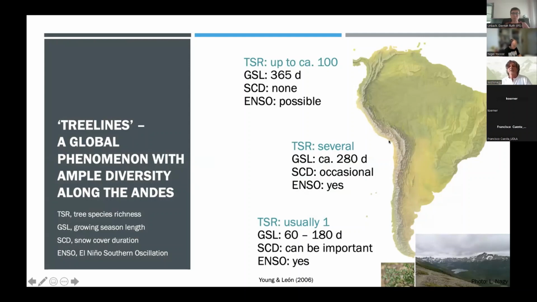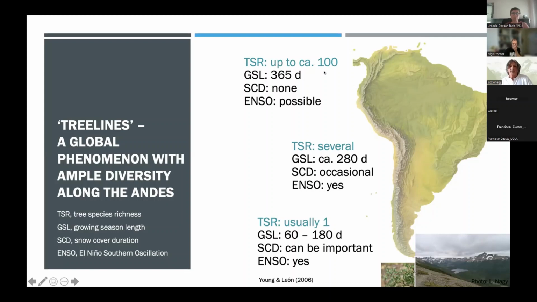When we reach the central Andes, we find several species at the tree line. There is some kind of restriction of the growing season length, but there is not much. Snow there is not important at all because it hardly lies. Now, when we go further north, to my surprise, we find about 100 species that reach the tree line. There's no growing season restriction, and obviously there is no problem with the snow lie.